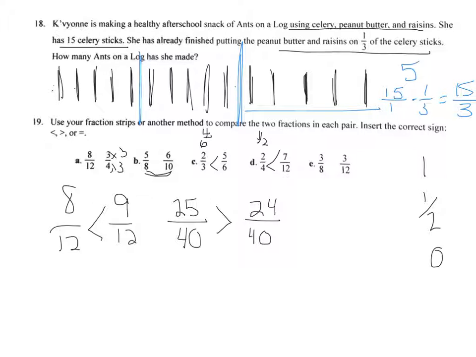Next you have 3/8 and 3/12. This time you can actually just compare the denominators because if you have the same cut, which is you have 3, if I have 3 of 8 versus 3 of 12, 3 of 8 is going to be greater because the slices are going to be bigger than if I cut slices into 12ths.